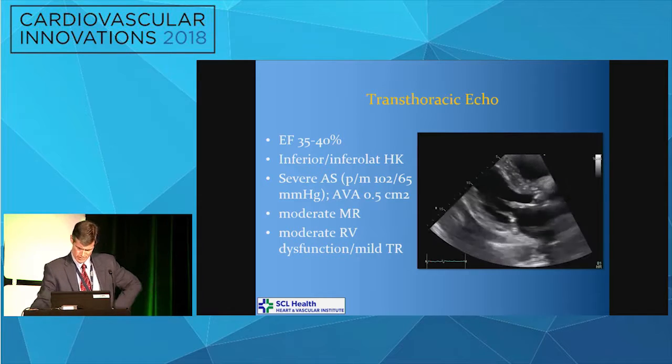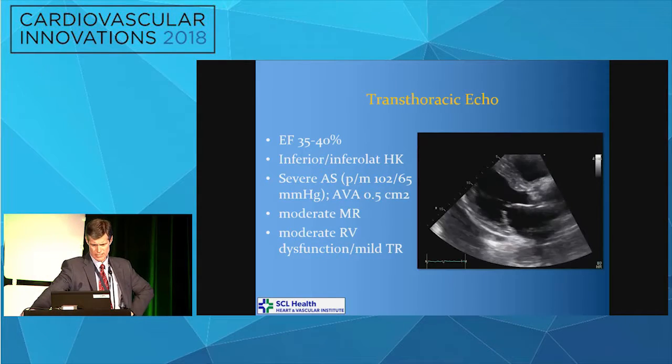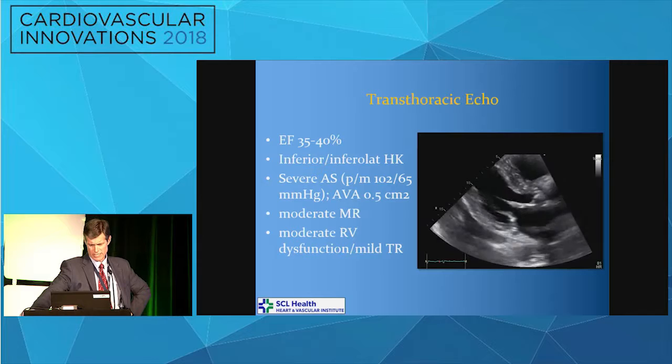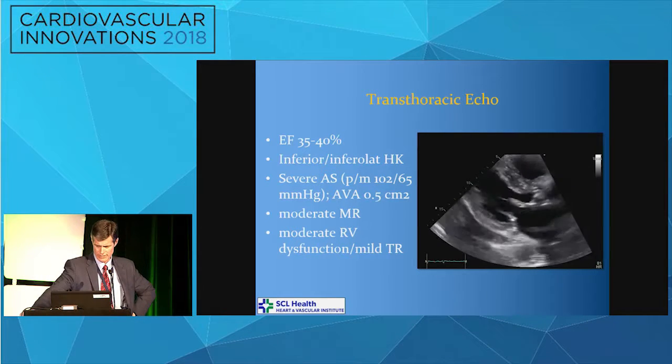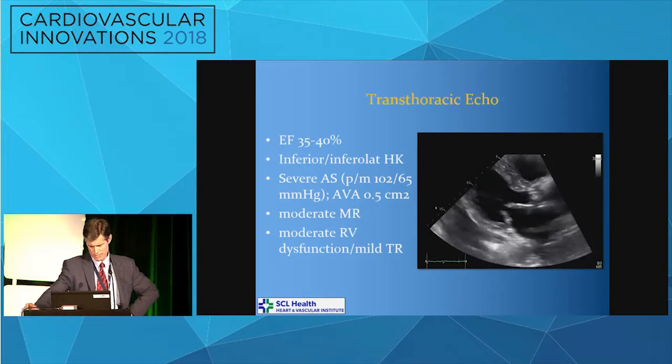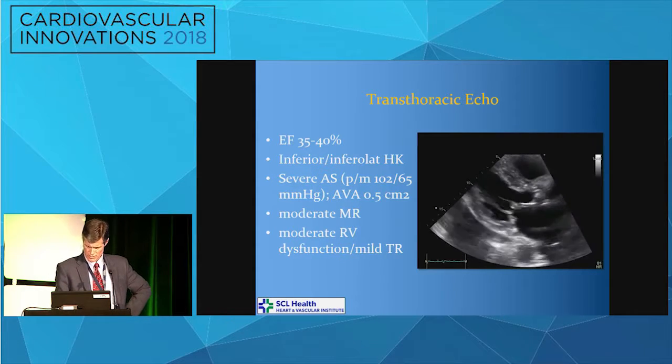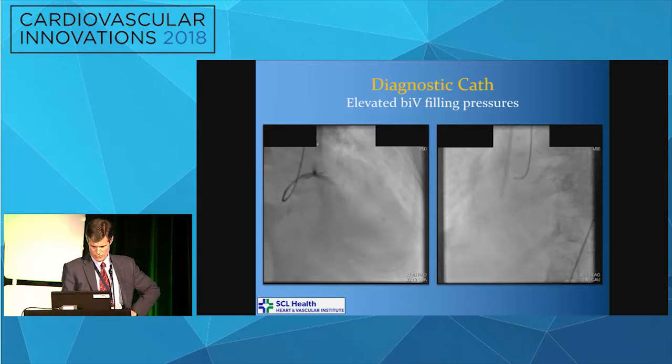Here's his parasternal long, moderate LV dysfunction, peak and mean gradients across the valve of 102 and 65, valve area of 0.5, moderate MR, and some RV dysfunction as well. Seemed like a reasonable thing to do.